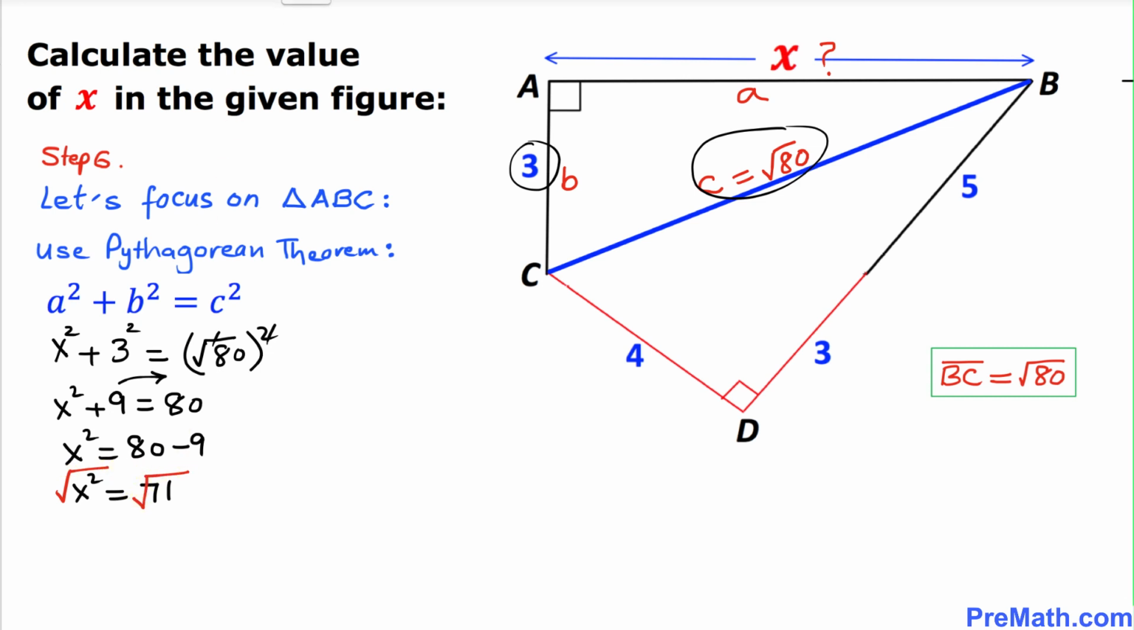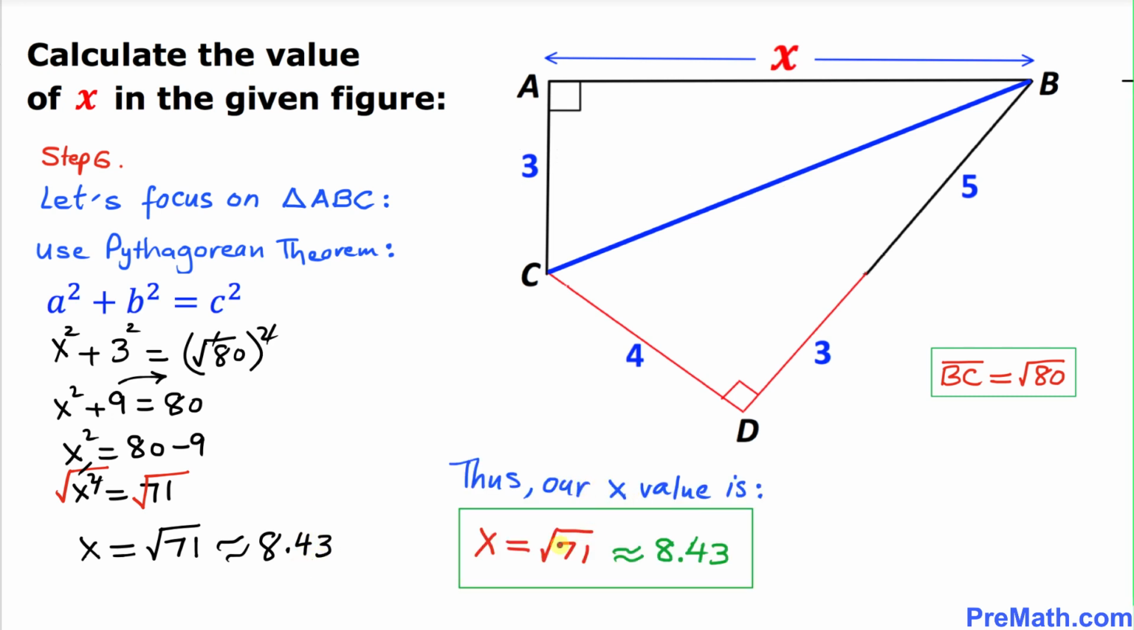Let's take the square root on both sides. The square and square root undo each other, so we end up with x equal to the square root of 71, and it is approximately equal to 8.43 in decimal notation. And thus here is our x value, which turns out to be the square root of 71. This x value is the square root of 71.